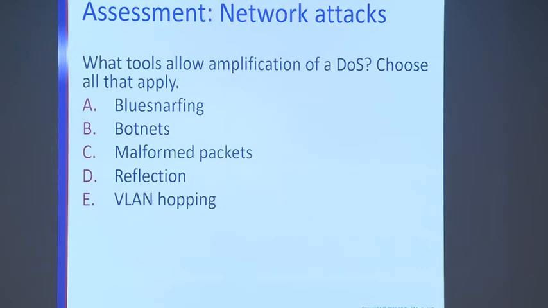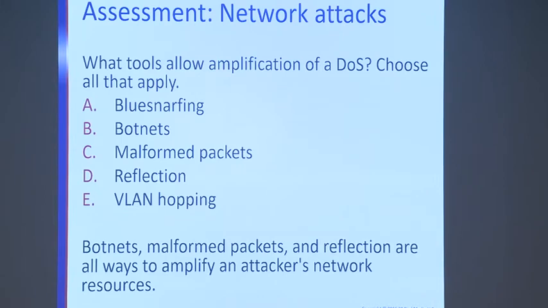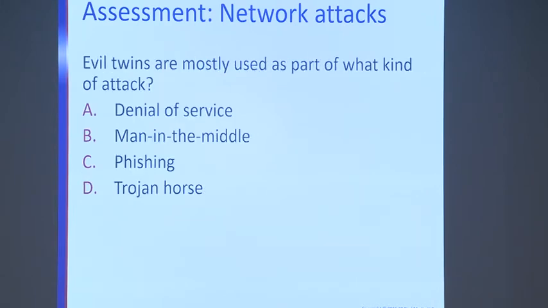What tools allow amplification of a denial of service attack? Botnets are one. Reflection would be another. And malformed packets. Those are the 3 ways we can amplify the attacker's network resources. Evil twins are mostly used as part of what kind of an attack?